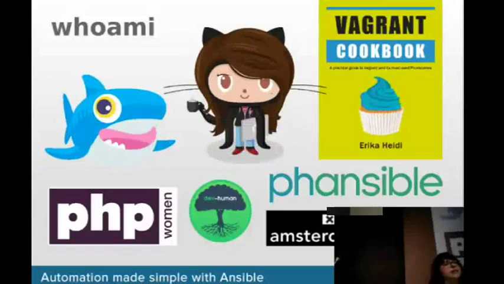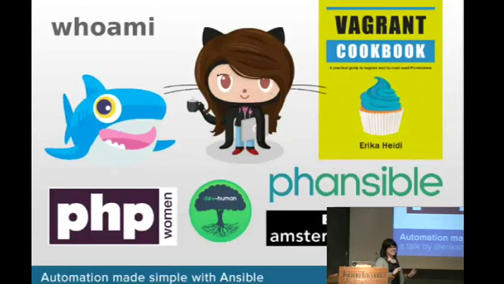Before we get into the talk itself, I'd just like to introduce myself quickly. I work as a developer advocate for DigitalOcean. This is our mascot. I wrote a book called Vagrant Cookbook, which obviously talks about Vagrant, but I also wrote about Ansible and other provisioners, and that's where I started to use and to like Ansible.